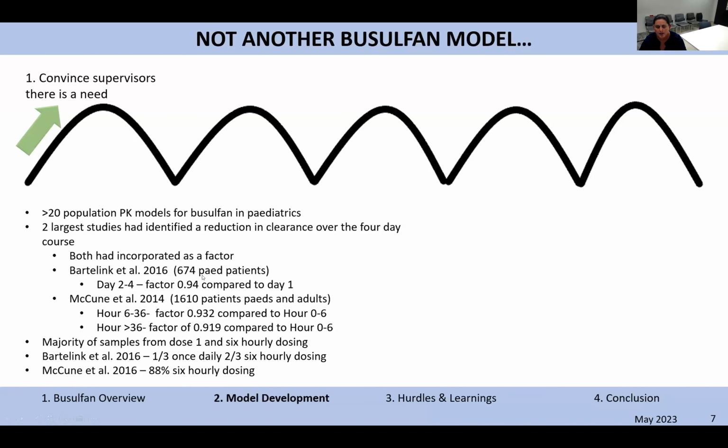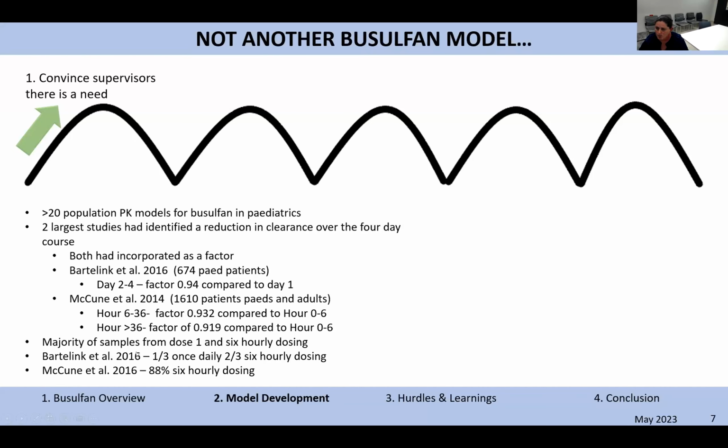As a clinician, I'd observed that there was a reduction in clearance over the course of the 4 days. In the product information, it very clearly said clearance is unchanged over the course. So I still felt that there was work to do to really look at how clearance changes over the course. Now, in these two large papers, they used a factor to say that the clearance did reduce over time.